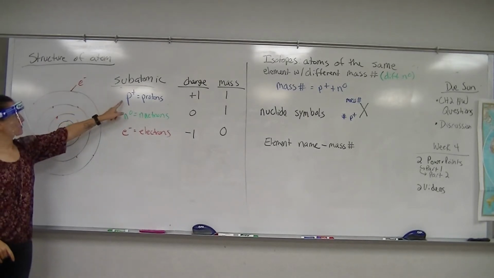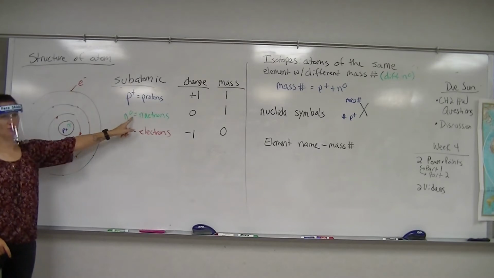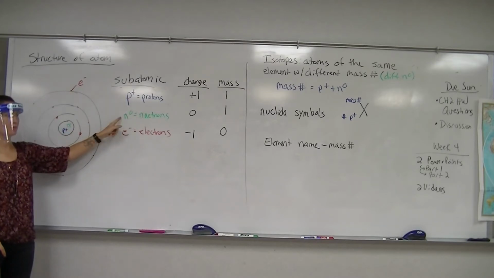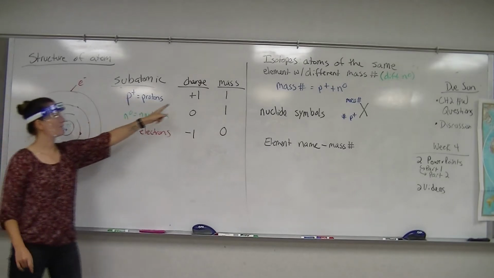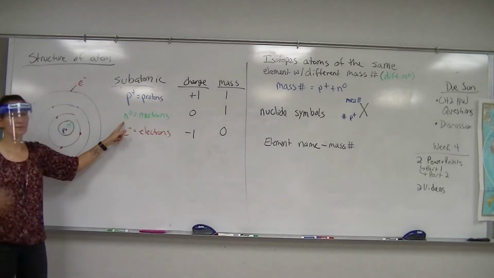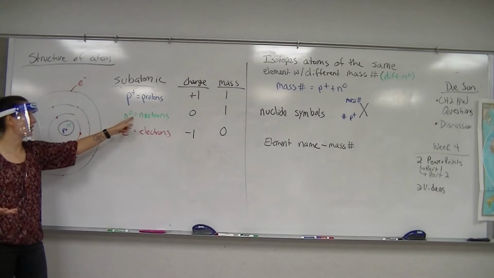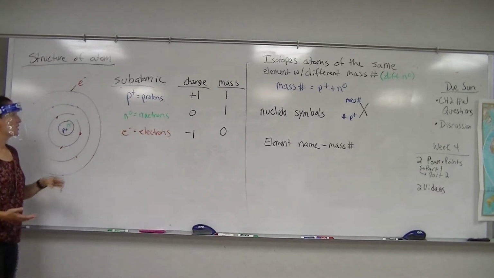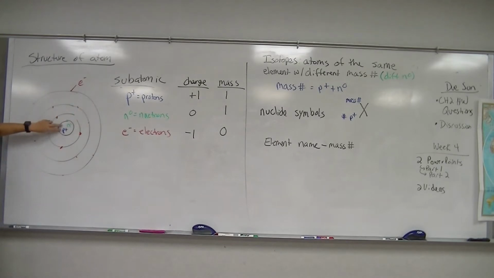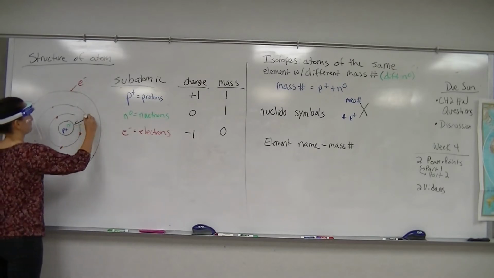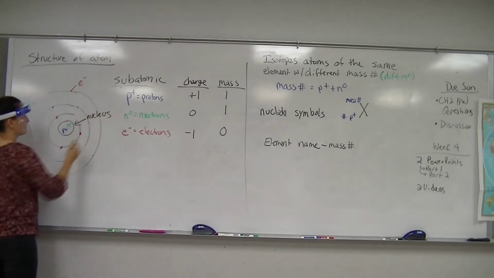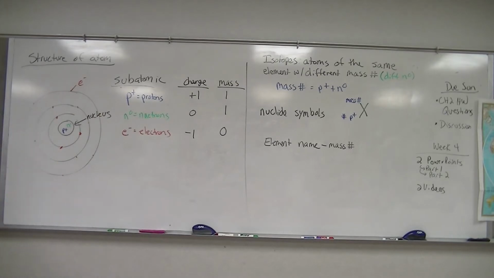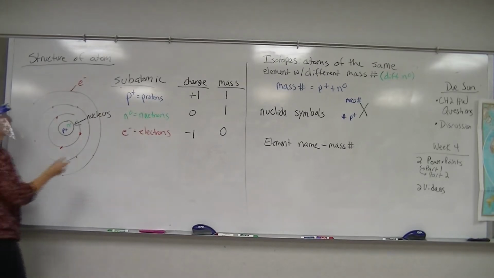So protons and neutrons, I represent them with a P+ sign and an N0 sign. This is because of their charges. Protons have a +1 charge. Neutrons, since their name is neutral, have 0 charge. That's why they're represented by a P+ and an N0. Notice I have them in this center circle, which is called the nucleus. Both protons and neutrons are located in the nucleus.